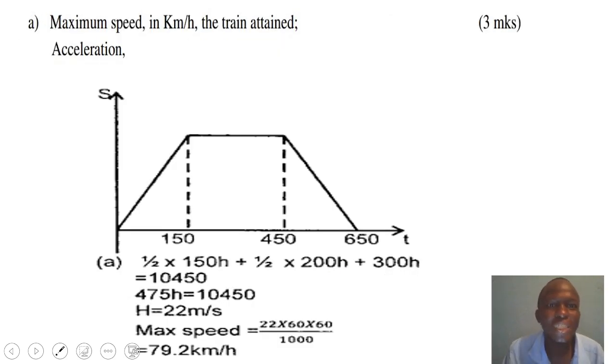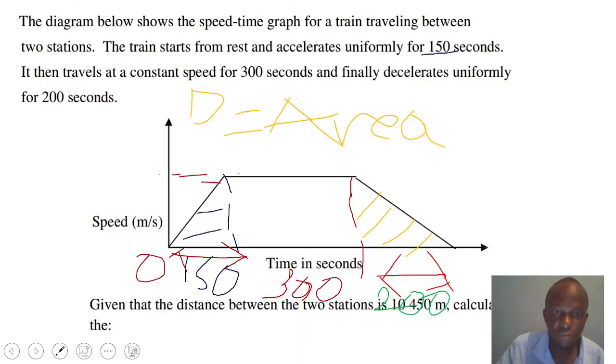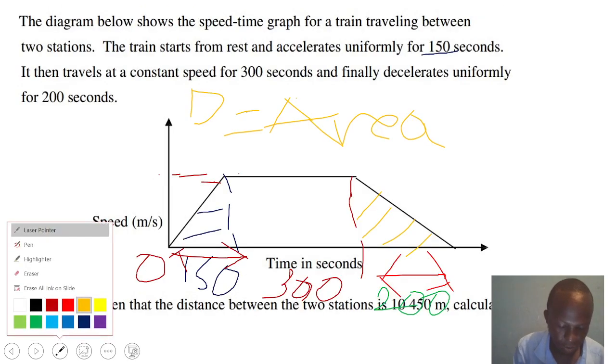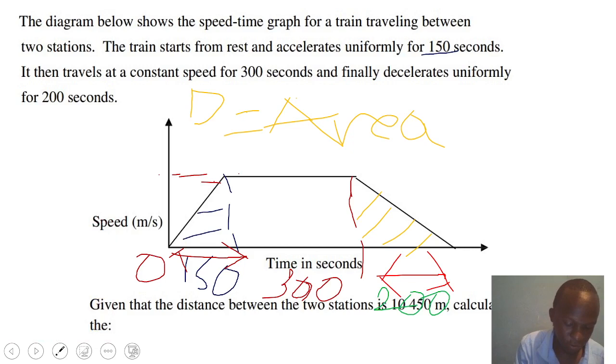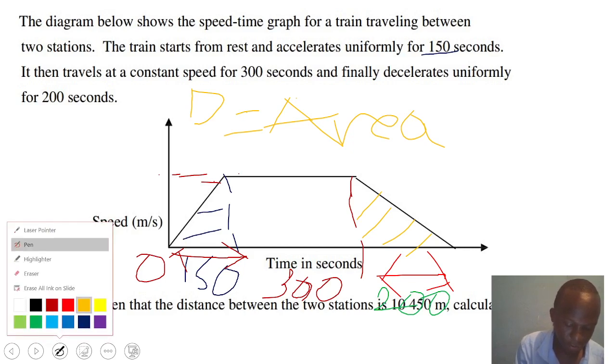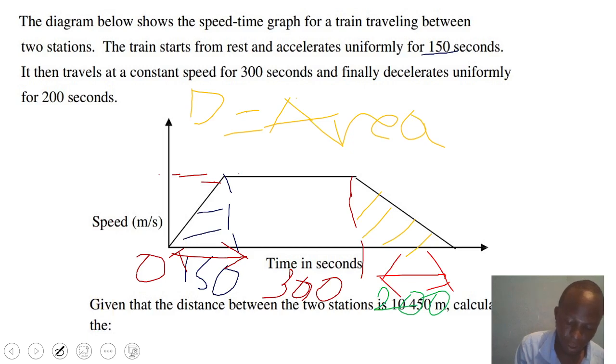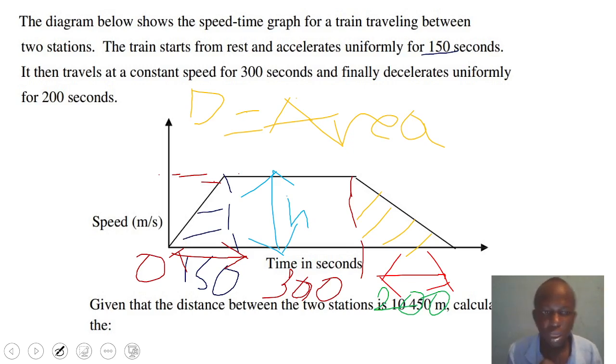Maximum speed in kilometers per hour the train achieved. So the question is asking this for this particular velocity. In other words, for this distance there. And maybe we can call that distance h. Okay, we can call it h. Now let us go to the computations.